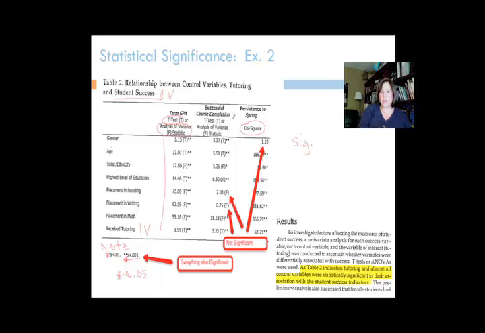So you look down this column, successful course completion. Student success was measured as GPA, and it was measured as successful course completion. It was measured as persistence to spring. So they actually had 3 dependent variables to measure student success. Really intriguing research.